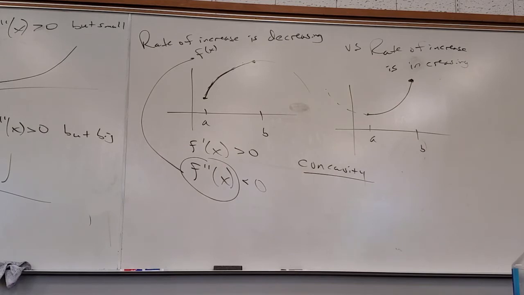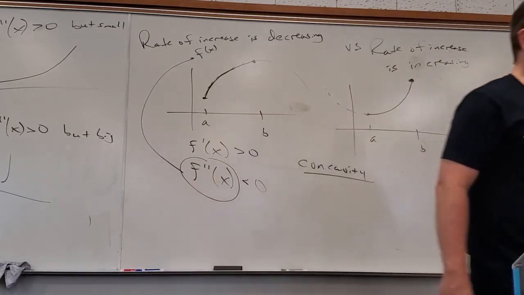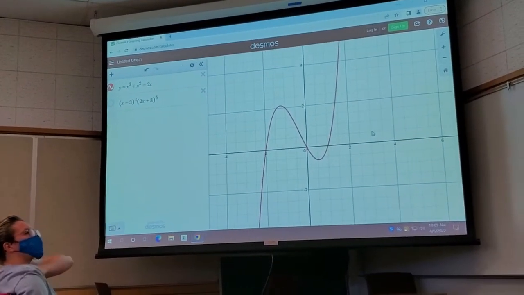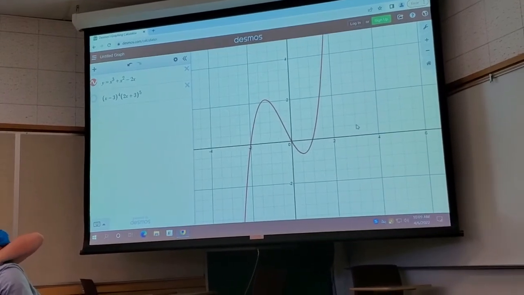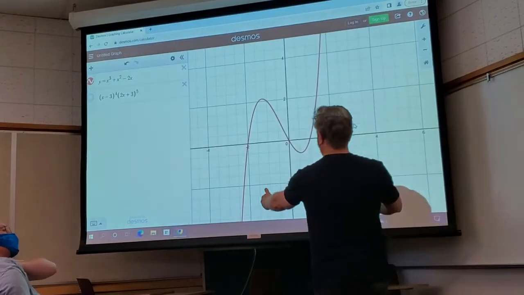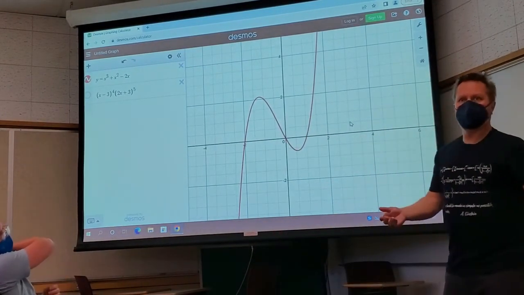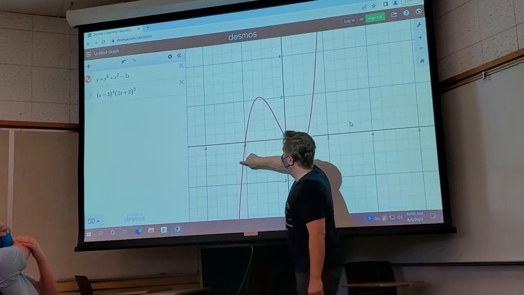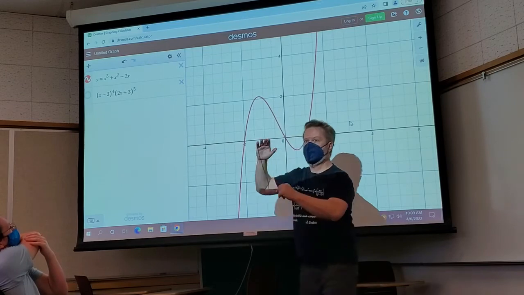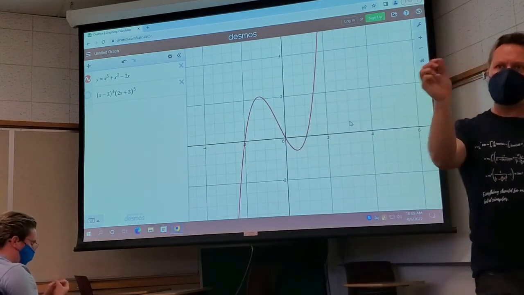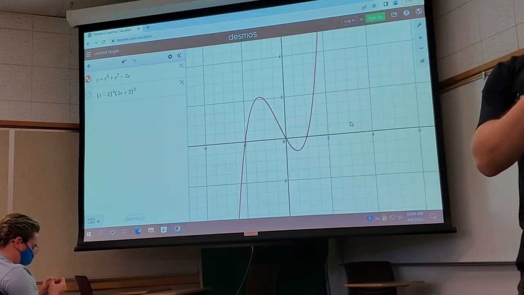Here's a function. Can you see just from this function where it is cupped down, where the second derivative would be negative? Where is it cup down? Where is it concave down? Yeah, like in here. Right? And where is it cup up? Okay. So this would be negative concavity. This would be positive concavity. Isn't there somewhere where it changes from one to the other one?